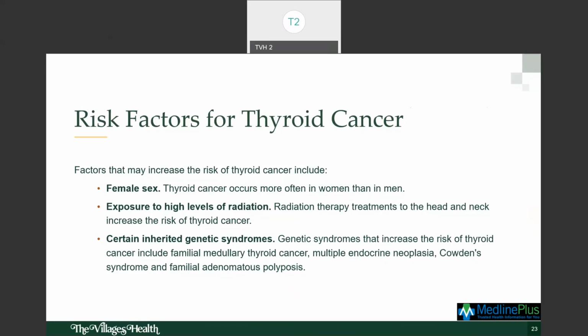cancer. So again, we see here it's very important to make sure you're having those routine screenings, make sure your physician is aware of your family history as well as any unusual symptoms that you may or may not have.